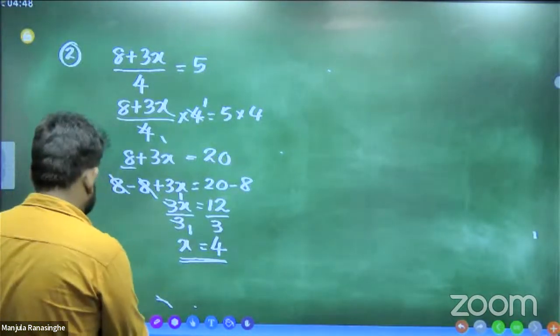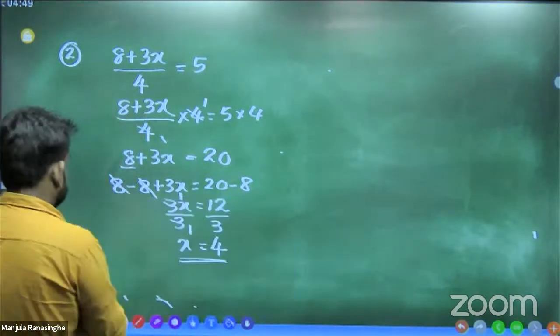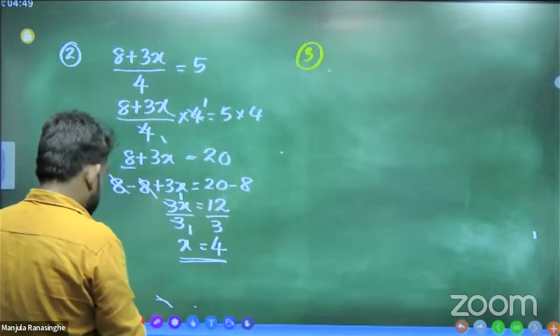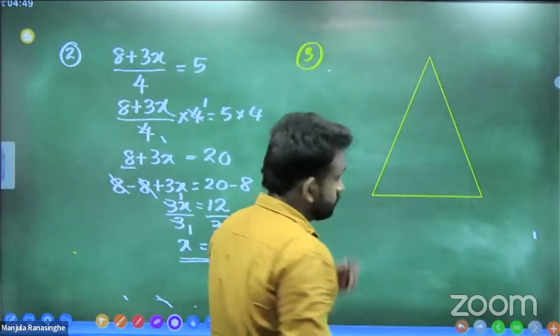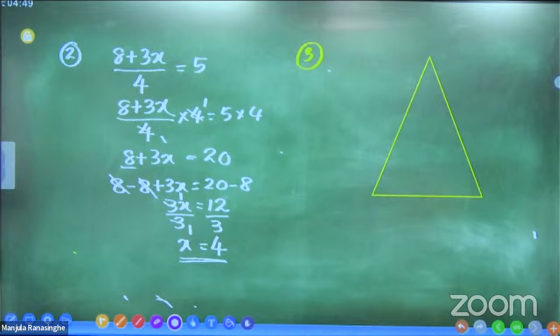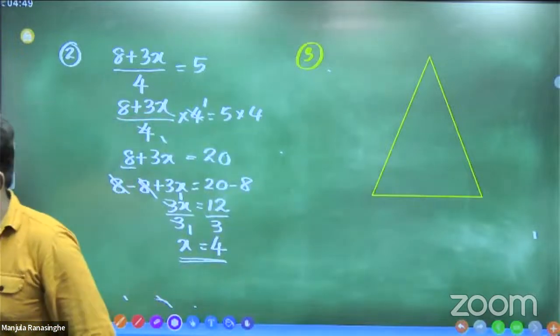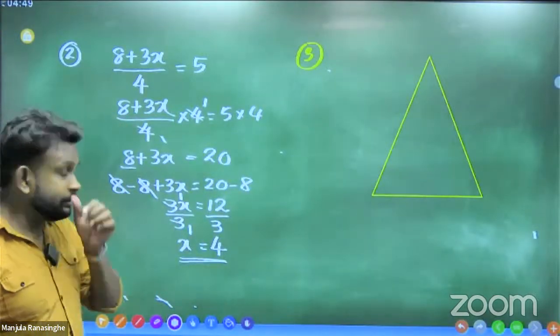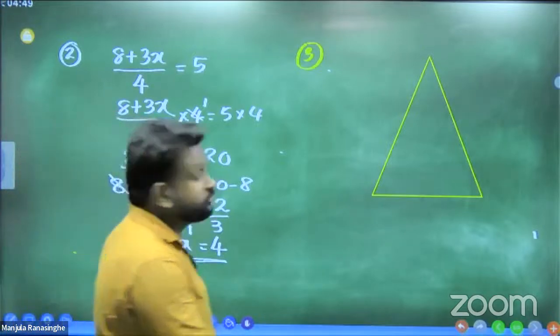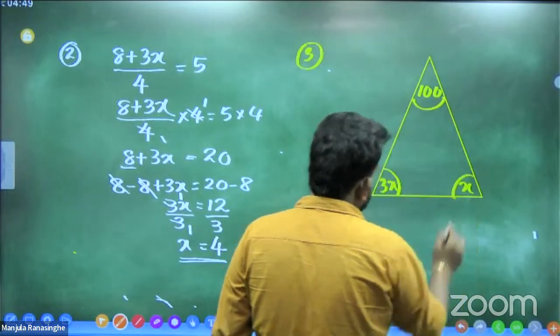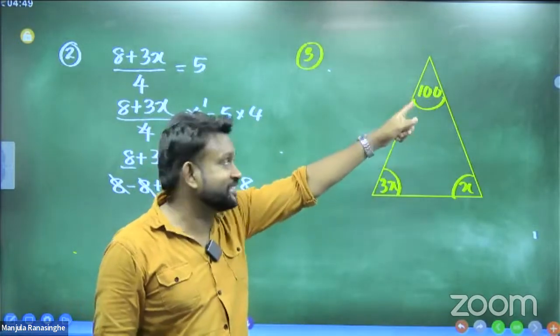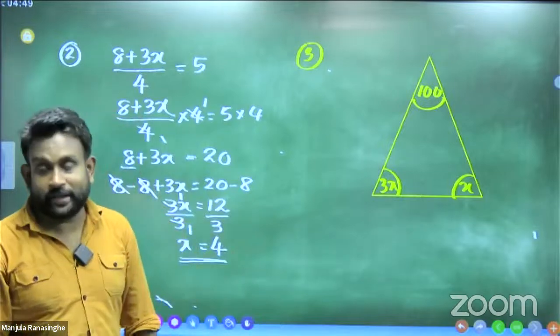Right, see question number 3. Question number 3 deals with a triangle. In this triangle, the angles are 100, 3x, and x. So here it is 100, here 3x, and here x. Not as for the size. This is not 100, it is acute, but it is given as an obtuse angle.